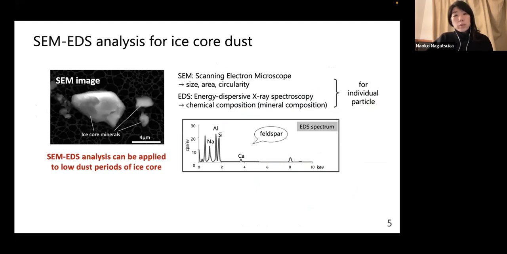So we have developed a new method to identify ice core dust sources using SEM and EDS analysis. SEM images provide morphological information, and EDS provides the chemical composition of the individual particle. So from the EDS spectrum, we can identify minerals like this. These analyses allow the evaluation of the continental dust input and show variations in dust properties of low dust periods of the ice core.